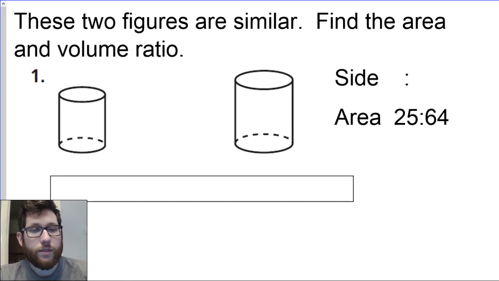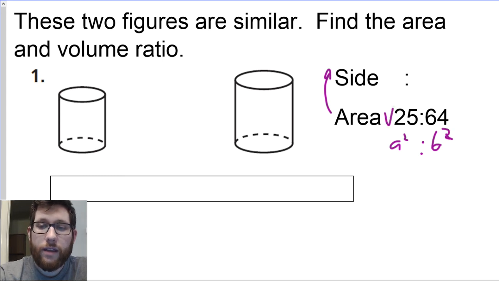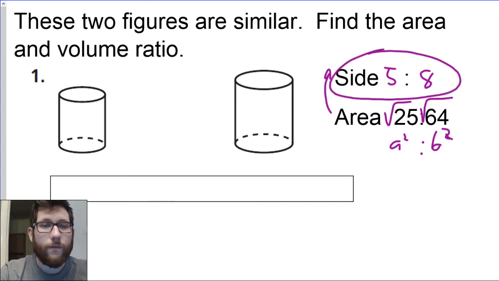Now there's one other way this problem can show up. And it looks something like this. What if I get the area, or what if I get the volume and I need to get back to a side? And all we're going to do is go in the opposite direction. Instead of squaring or cubing, if I'm going from the area to the side, remember my little chart, area is A squared, B squared, right? So to get rid of the squares, I'm going to take the square root of both of these numbers. The square root of 25 is 5. The square root of 64 is 8. So my side ratio here is 5 to 8.